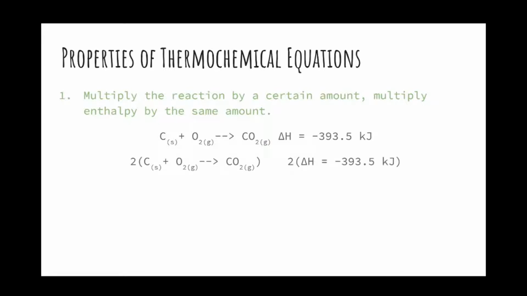Now, if I were to multiply the reaction by 2, and if I were to double the amount of everything in there, I would also need to multiply the enthalpy by 2. So I might end up with an equation that looks like this. I now have 2 moles of carbon plus 2 moles of oxygen, and it produces 2 moles of carbon dioxide. And now, instead of 393.5 kilojoules of energy being released, I'm going to be releasing 787 kilojoules. So whatever you multiply the reaction by, you need to make sure that you multiply the enthalpy by.